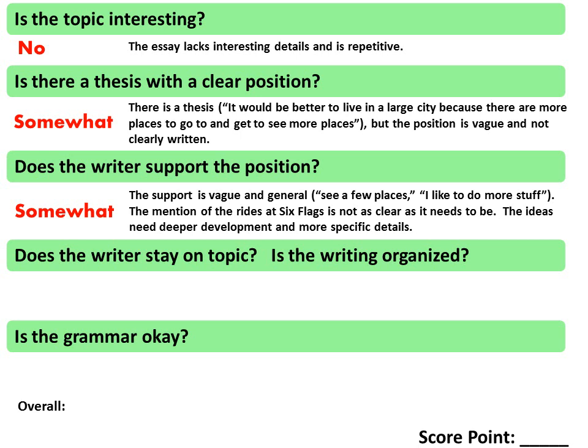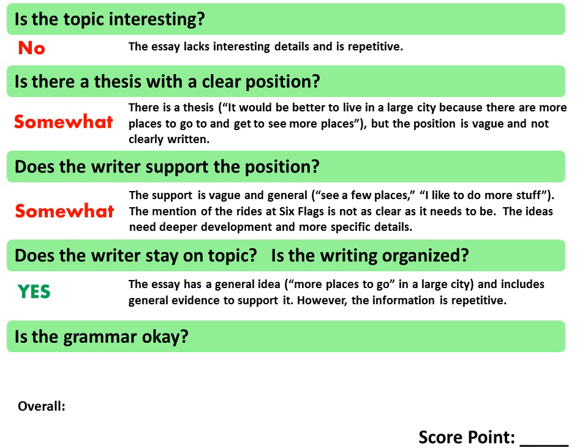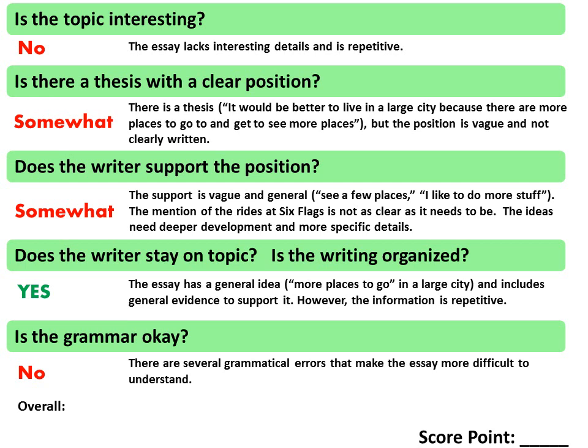Does the writer stay on topic? Is the writing organized? Yes, the essay has a general idea, more places to go in a large city, and includes general evidence to support it. However, the information is repetitive. Is the grammar okay? No. There are several grammatical errors that make the essay more difficult to understand. Overall, the unconvincing argument and support represents a basic writing performance, giving this a score point of 2.